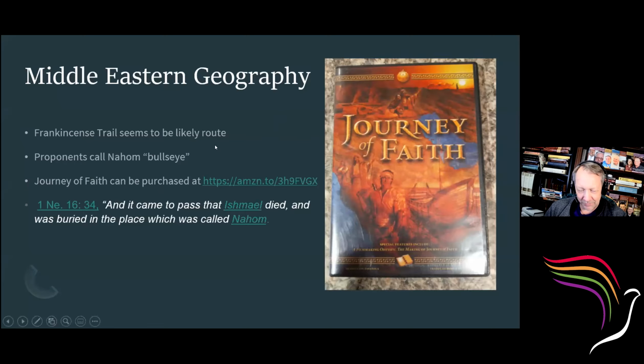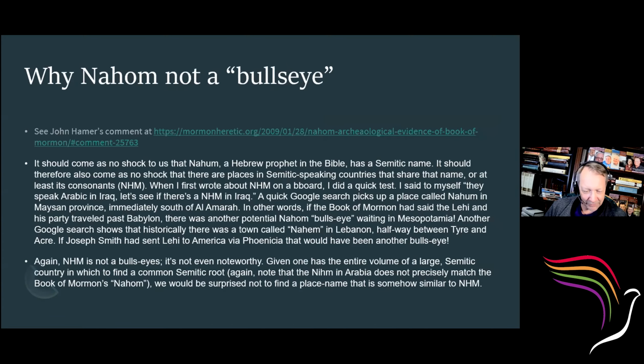And one of what proponents would call a bullseye is in 1 Nephi 16:34: "It came to pass that Ishmael died, and was buried in a place which was called Nahom." Basically that's one of the best spots that we have for Book of Mormon geography, and there are several quotes saying that this Nahom is on the Frankincense Trail.